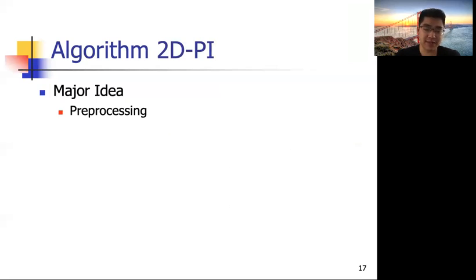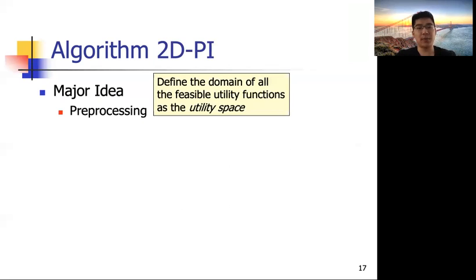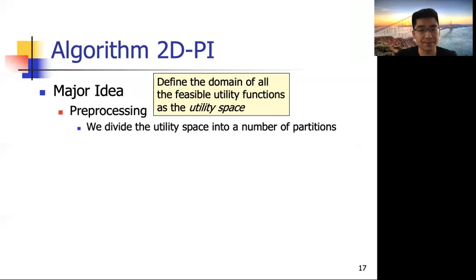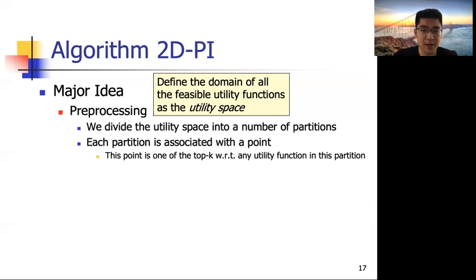First, pre-processing. We define the domain of all the feasible utility functions as a utility space. Then we divide the utility space into a number of partitions. Each partition is associated with a point. This point is one of the top k points with respect to any utility function in this partition.